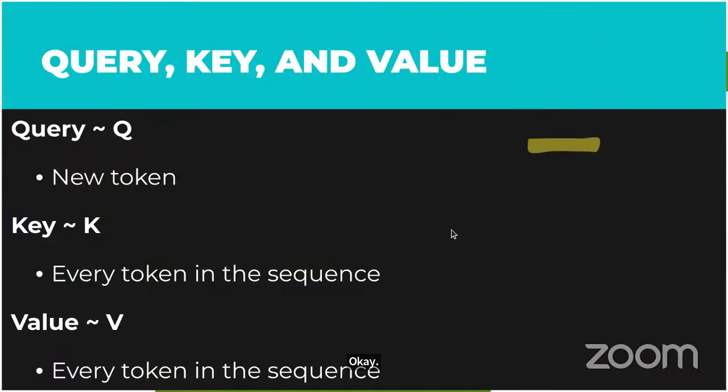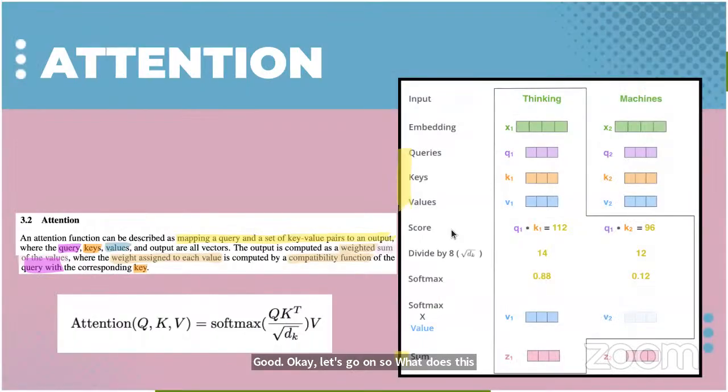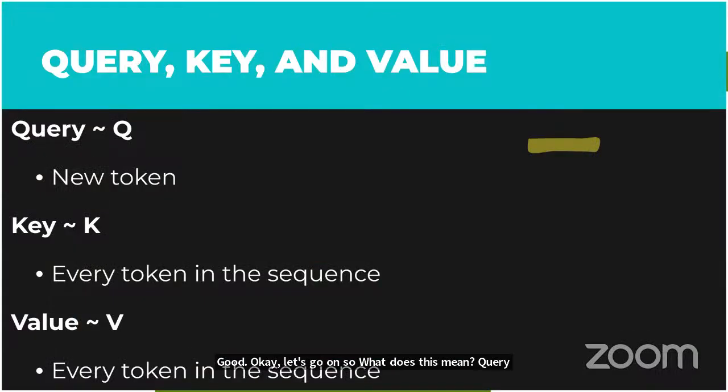Okay, let's go on. So what does this mean? Query, key, value. Query is the new token. The current input to the transformer model is Q. So key and value are every token in a sequence, in the sentence or whatever. Q is the query, like I said, what you're searching for. What are the words that are important to it right now? And there are also the keys and the values.